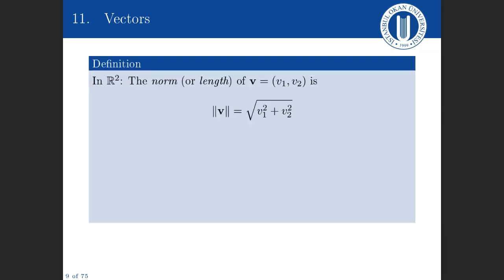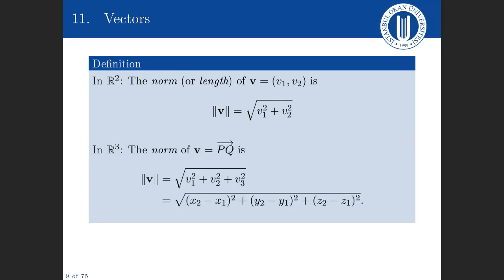In two-dimensional space, the norm, or the length of the vector V, is two vertical lines, V, two vertical lines, is equal to the square root of V1 squared plus V2 squared. And in three-dimensional space, we have the same idea, except we now have three components. So square root of V1 squared plus V2 squared plus V3 squared. In terms of the vector on the previous page, that's square root of x2 minus x1 squared plus y2 minus y1 squared plus z2 minus z1 squared.